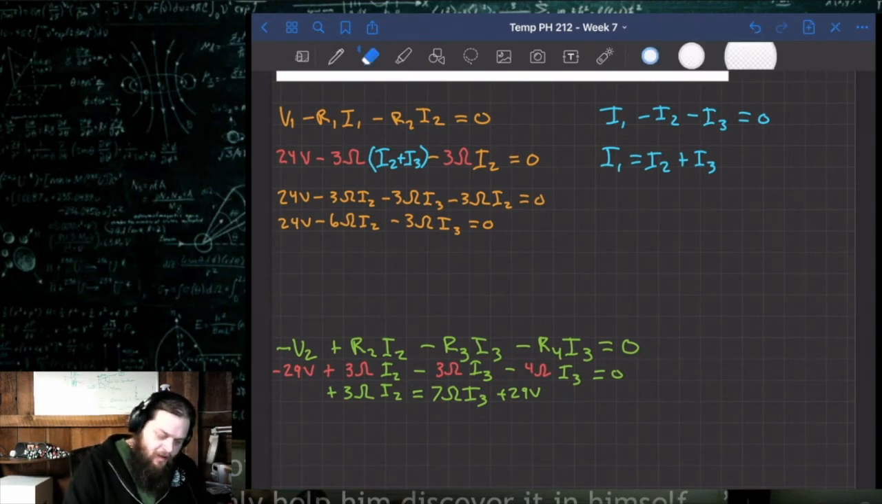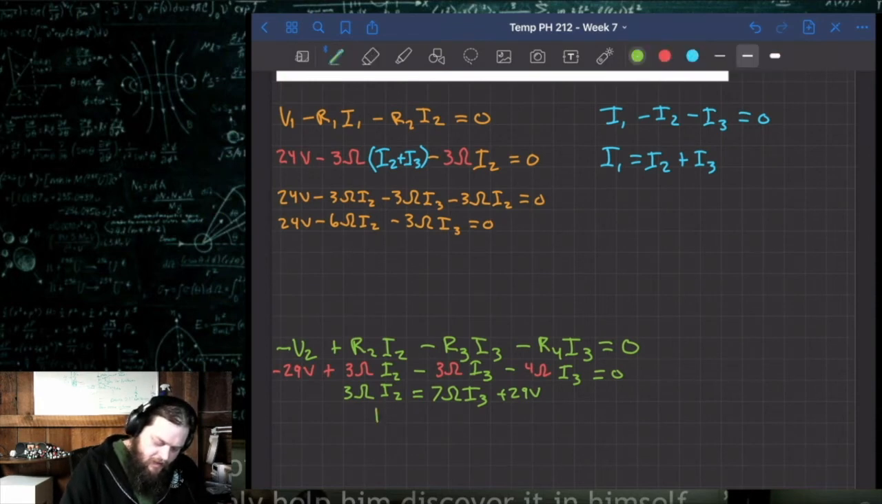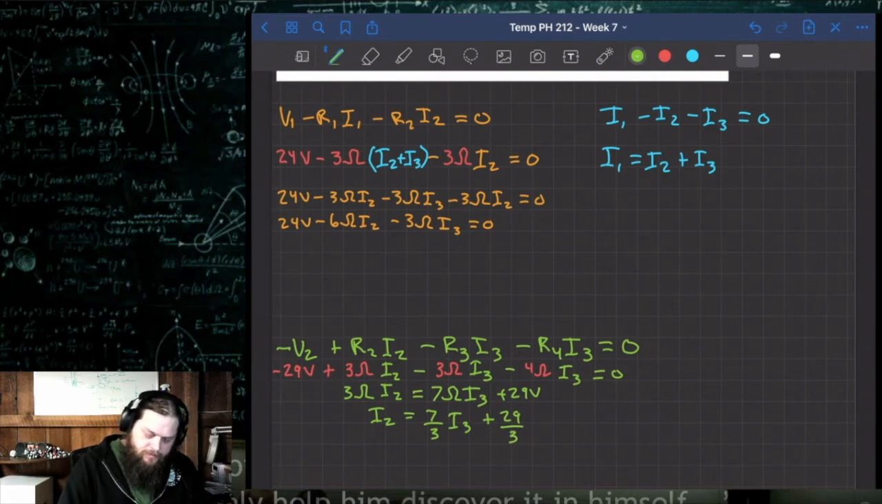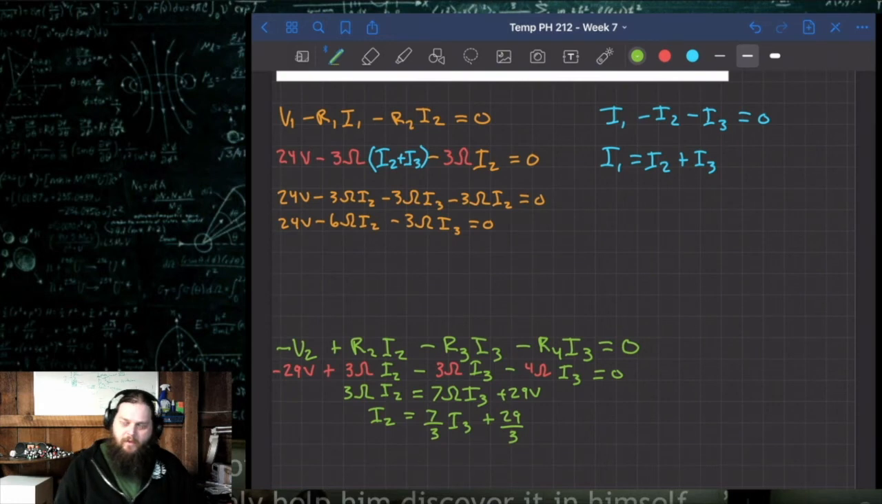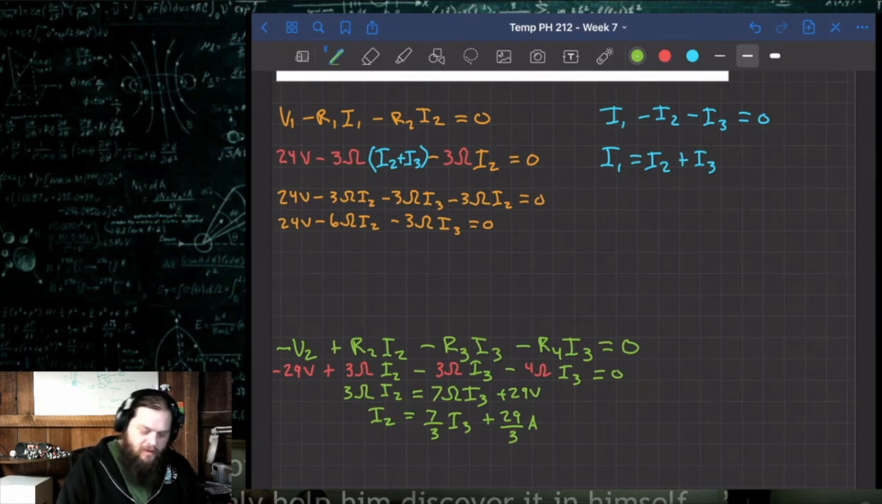So then we just need to divide by this 3 ohms. So when I divide by 3 ohms, I get I2 is equal to 7 over 3. Notice the units ohms are going to cancel out there. Times I3 plus 29 divided by 3. And the volts are no longer going to be volts, because using Ohm's law, V is equal to IR. When I divide V by R, I get current, so this is going to be in amps. So now I have solved I2 in terms of I3. So I can go back and plug this up top here to get a value.